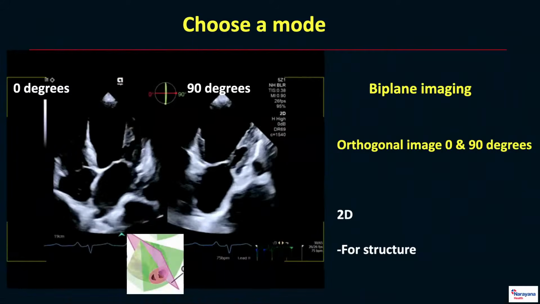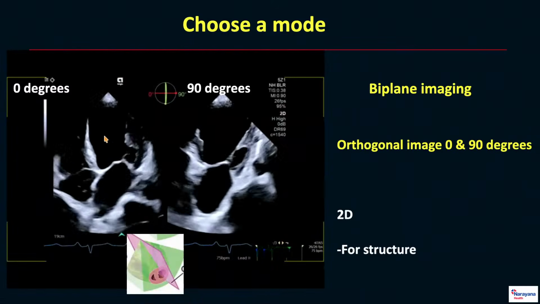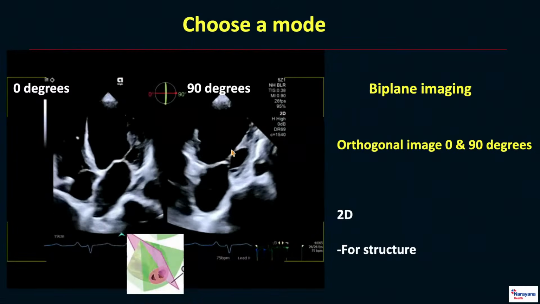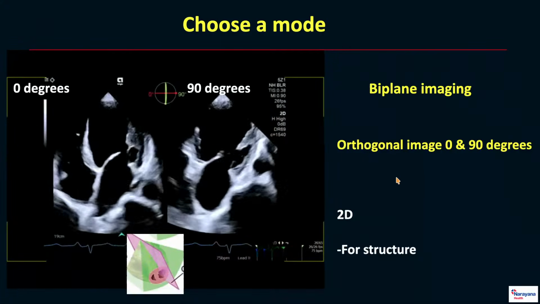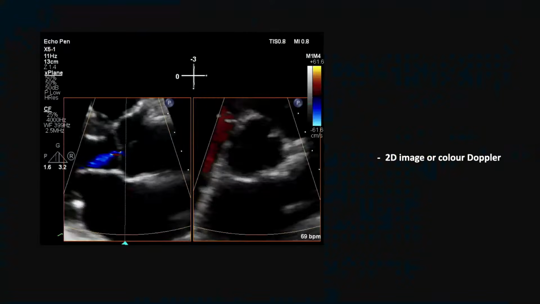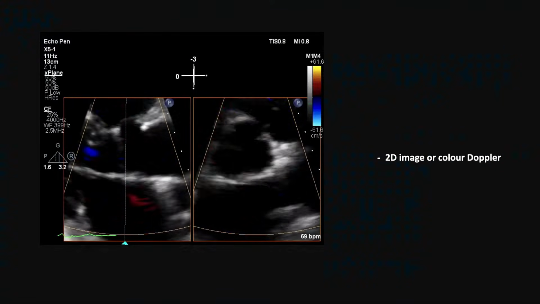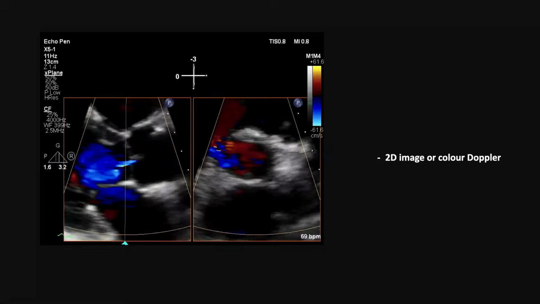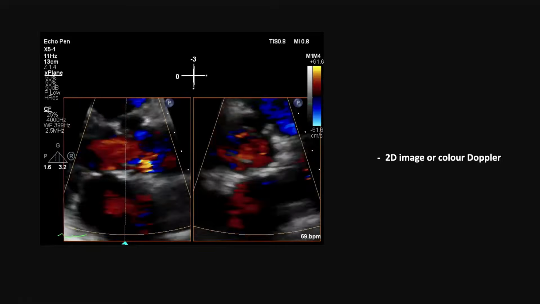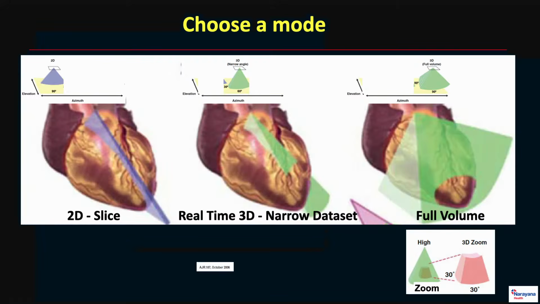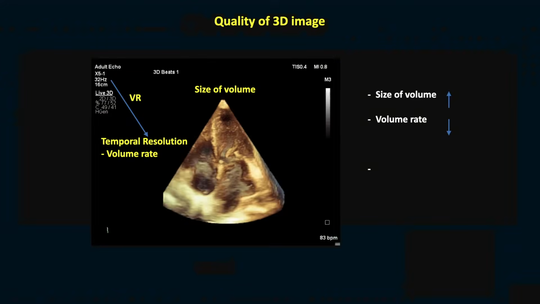And this again is an example of what a biplane is. You have at 0 degrees a 4-chamber, and at 90 degrees it gives you a 2-chamber. So you can get infinite cuts in infinite ways, but when you say orthogonal, one is at 0 and the other is at 90 degrees. The same thing you can do for color also. You can put the cursor over there, and the short axis will tell you where that jet is coming from. As for the modes, you have the 2D mode and the real-time 3D full volume. I'll come to that now. And then you have the zoom also.